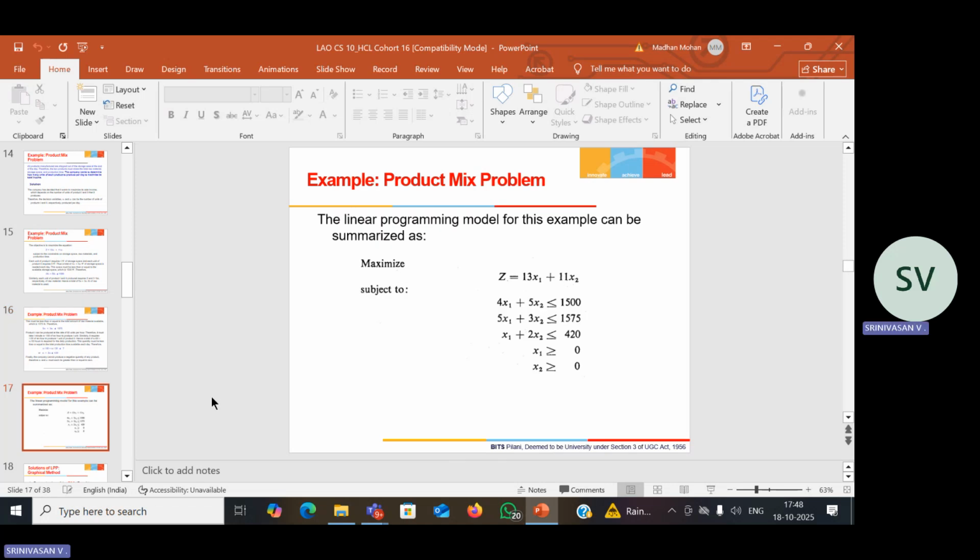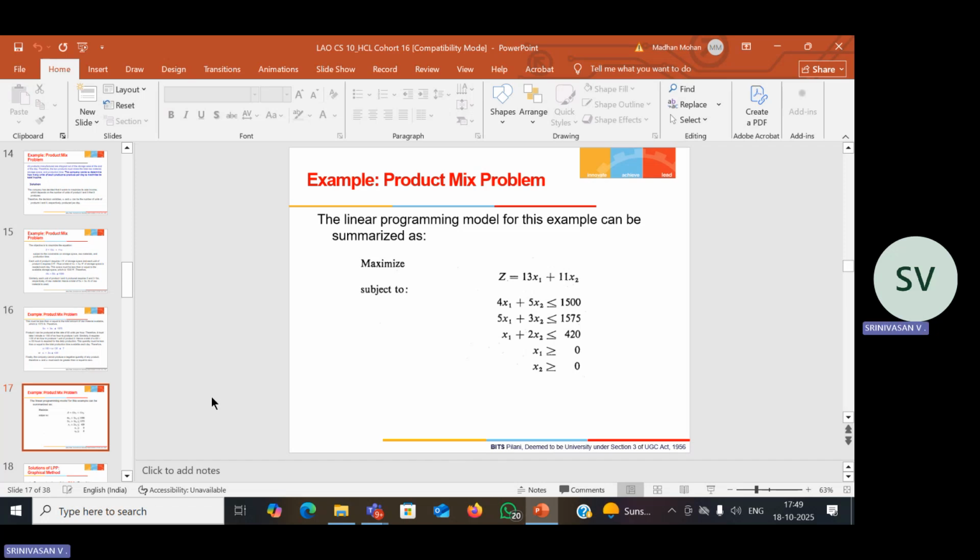So finally, the linear programming model for this example can be summarized as: maximize z equal to 13x1 plus 11x2, subject to the constraints. Sometimes the word constraints may not be there, but subject to means subject to the constraints. So the constraints can be explicitly given or may not be given. It is understood. Okay. 4x1 plus 5x2 less than or equal to 1500. 5x1 plus 3x2 less than or equal to 1575.